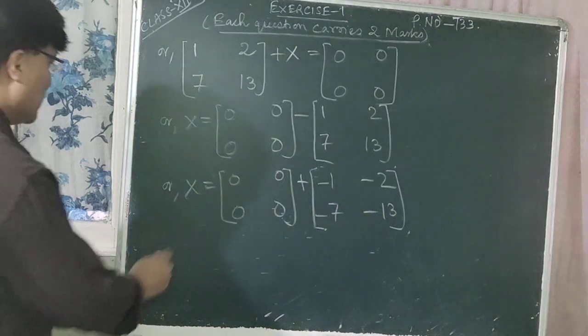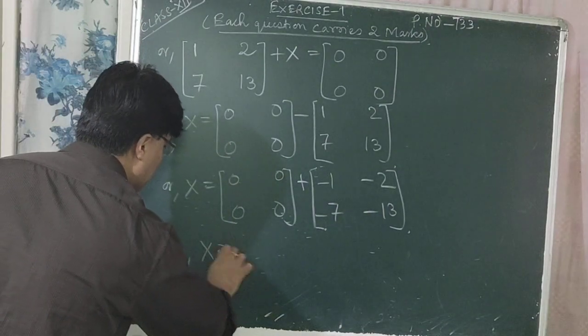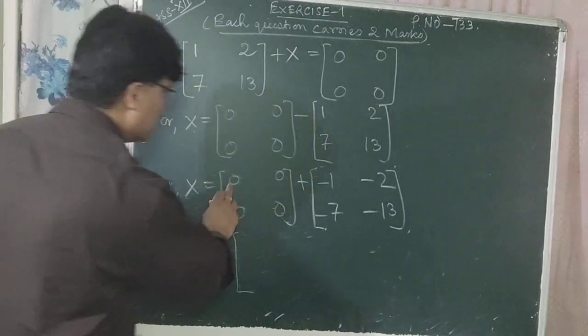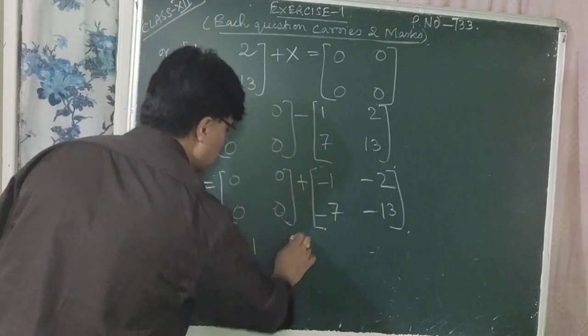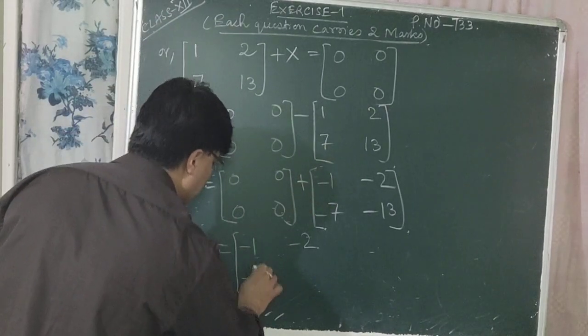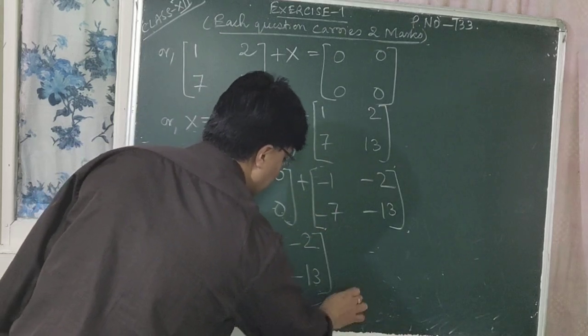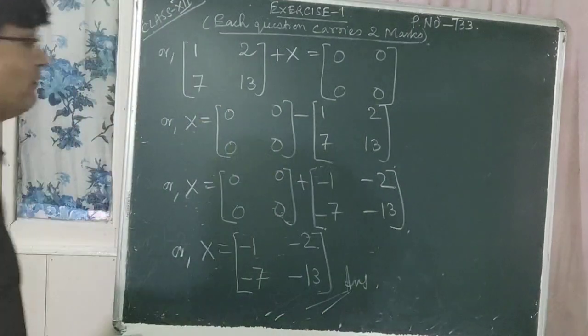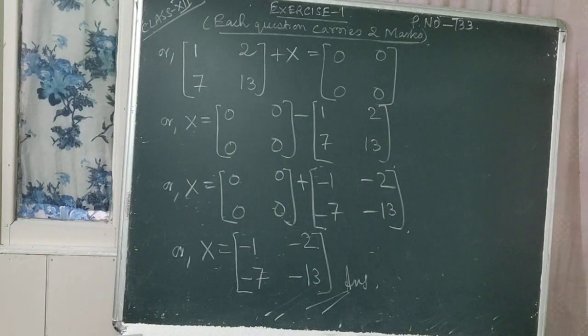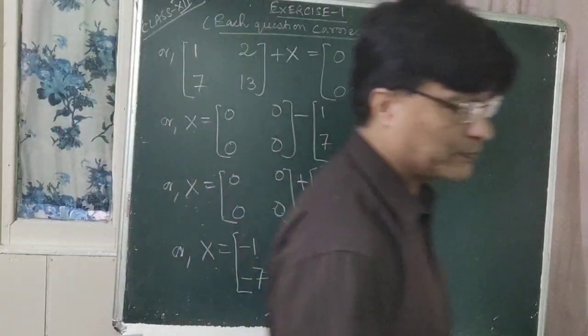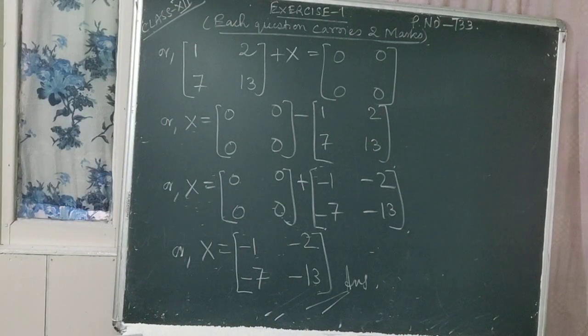Okay? So let us add them. This is the addition of the two matrices. We can add them: 0, minus 1, minus 1, 0, minus 2, minus 2, 0, minus 7, minus 7, and 0, minus 13. That is minus 13. Okay? So this is the final answer. I think you've understood it. You can do it at home. Okay? So you can copy it now. We'll do the next question now.